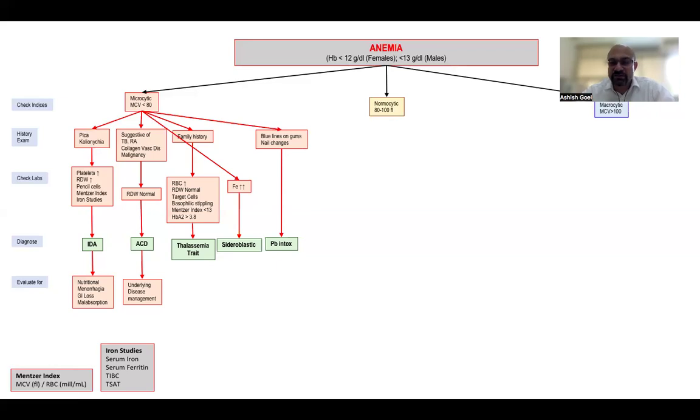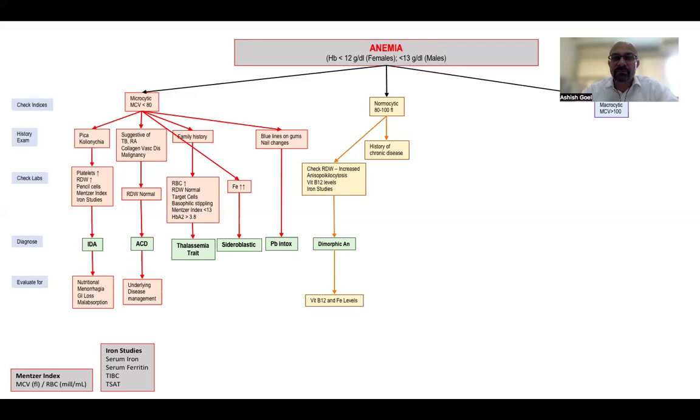Now, if you have a normocytic anemia and you check the indices and you find that the RDW is increased, you find that there is anisopoikilocytosis, that means the sizes of the RBCs are variable and different. You check for the vitamin B12 levels and do the iron studies, and you find that there is a dimorphic anemia. That means there is a deficiency of vitamin B12 as well as low iron levels. Then you treat as dimorphic anemia by supplementing both these nutrients, vitamin B12 and iron.